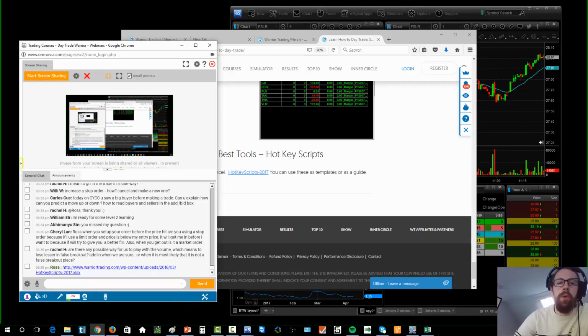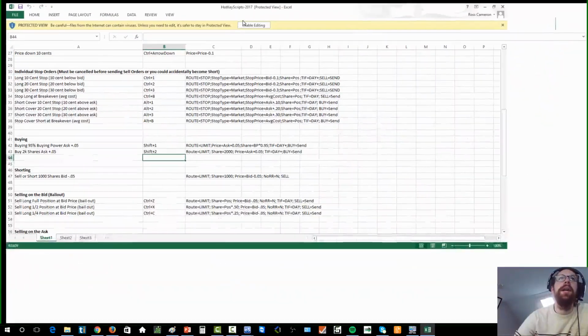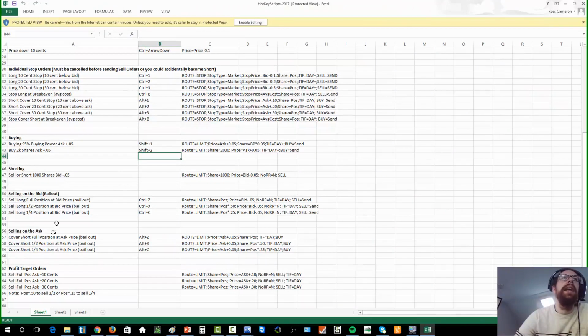I think, Rachel, the more you watch the false breakouts and the level 2, the better you'll get at exiting fast, so the loss will be small. And yeah, you can see right here, selling on the ask. That's actually selling on the ask.